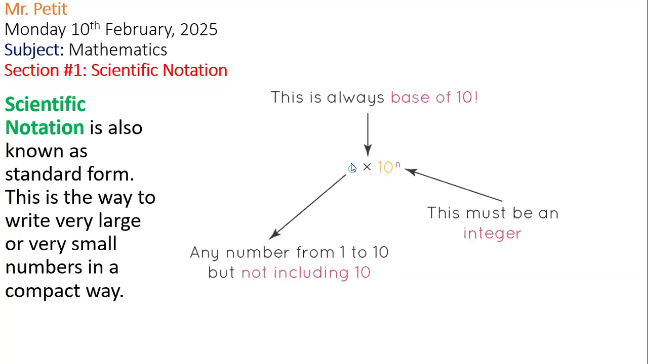So let me repeat myself. C has to be a number from 1 to 10, right? But not including 10. And n has to be an integer, right? Any integer. And the base has to be 10. This right here is scientific notation.